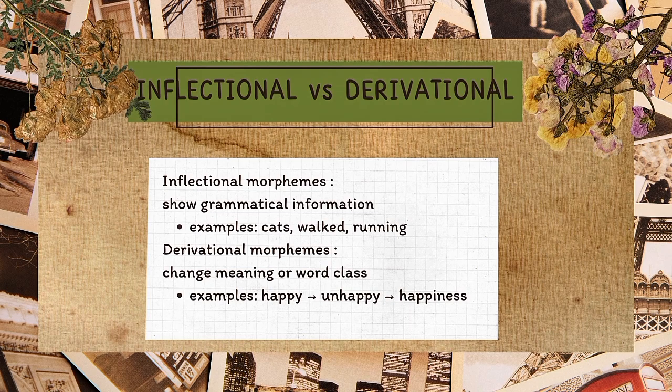Example explanation. Let's look at some examples together. The word rewrite. The prefix re means again, and write is the base word. So rewrite means to write again. Another example is the word happiness. Happy is an adjective and ness changes it into a noun. By breaking words into morphemes, students can understand meanings step by step and feel less confused when learning new vocabulary.